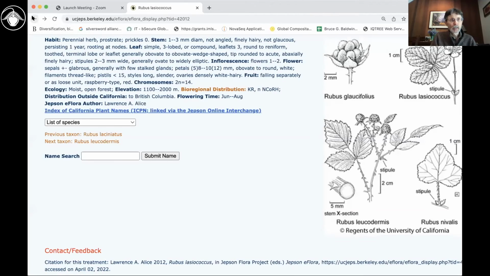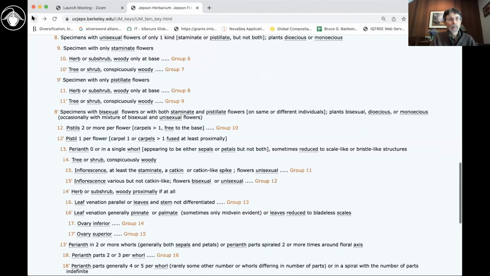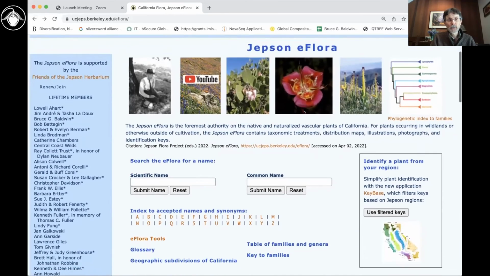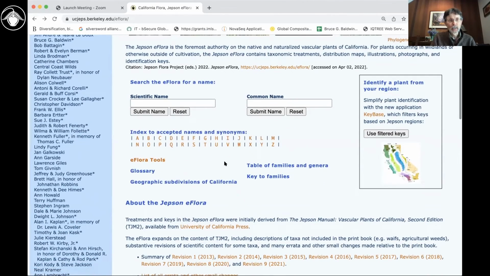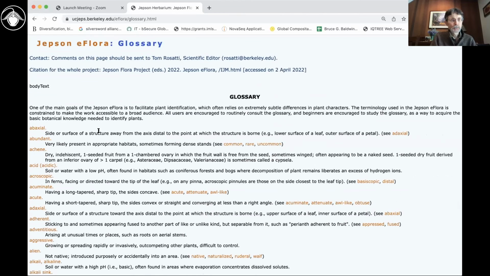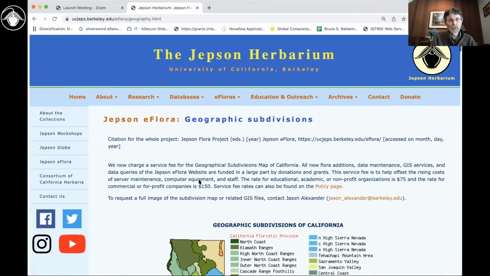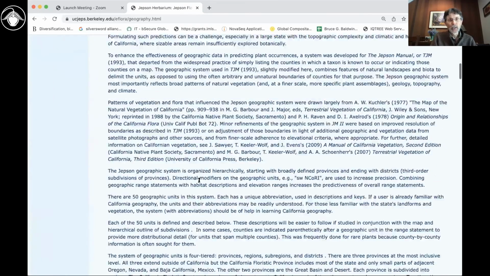Okay, so I want to go back quickly. I'm almost out of time here. But I do want to make one point: we're back here to the homepage for the Jepson eFlora. If you just type in Jepson eFlora to Google, you'll get there right away, top hit. The glossary is right here, where you can look up definitions of terms. The geographic subdivisions of California are described on this page, just below the glossary.